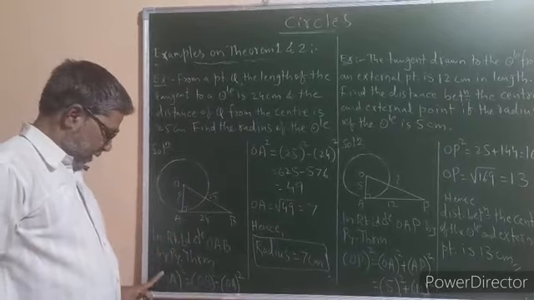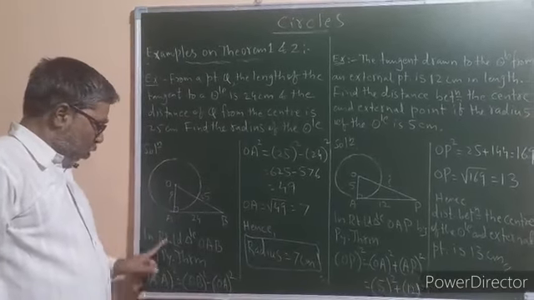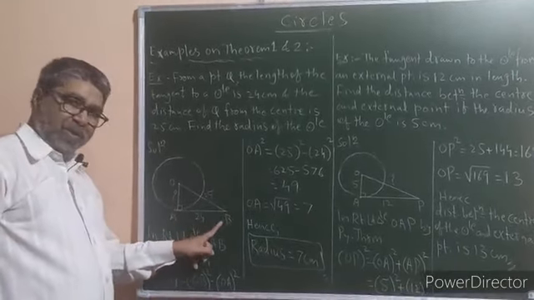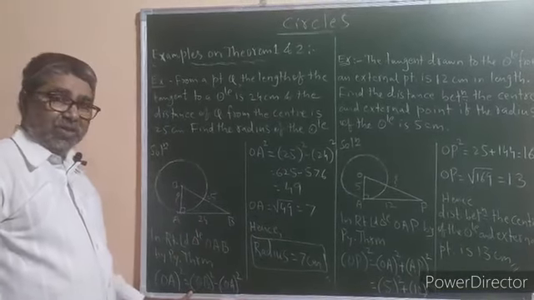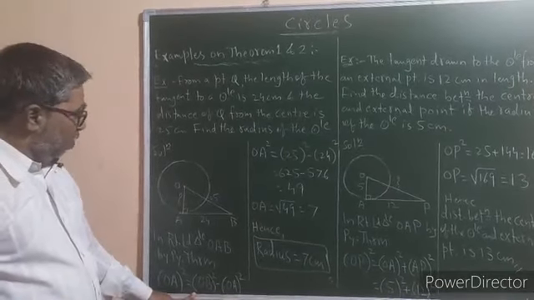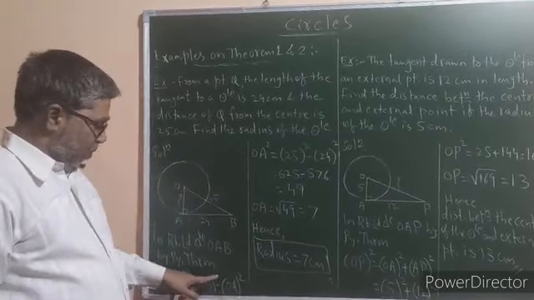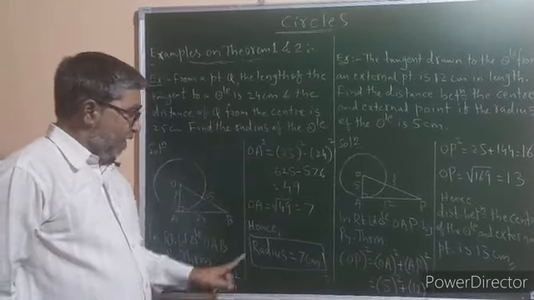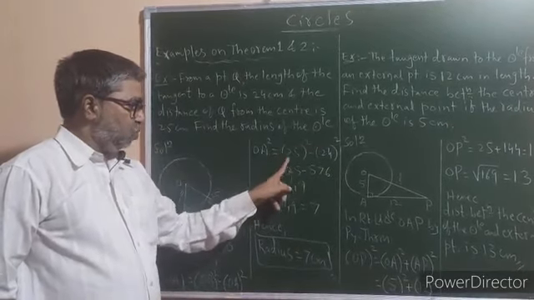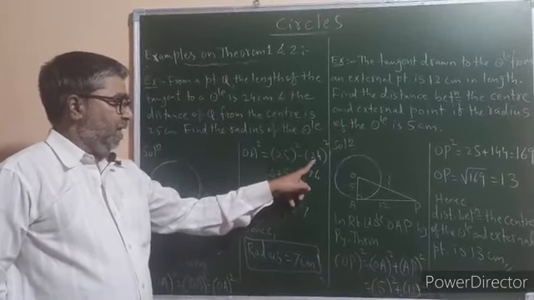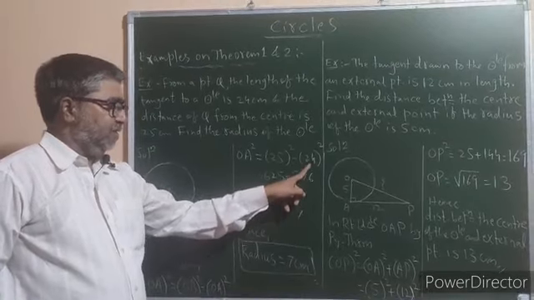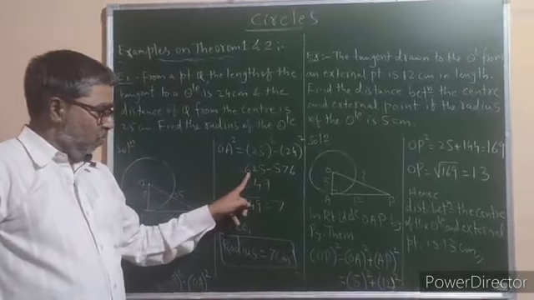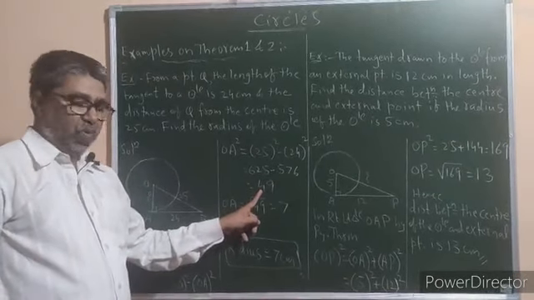Okay, now applying the Pythagoras theorem, OA square is nothing but OB square minus AB square. This is the mathematical statement of Pythagoras theorem. Now substitute the values of OB and AB in the equation. 25 square minus AB's length is 24 square, 625 is the square of 25 minus 576 is the square of 24. If you subtract 576 from 625, you will be getting 49.